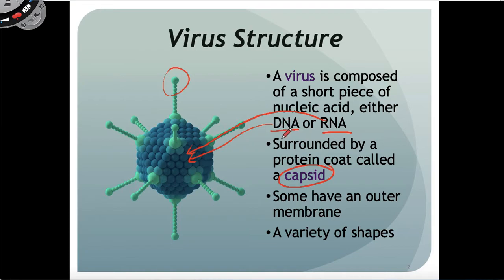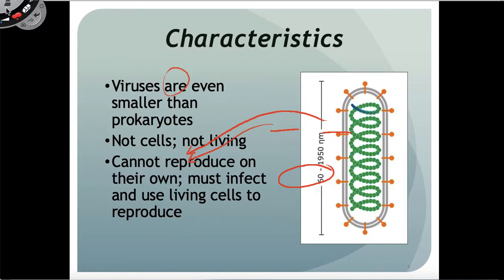So we know, for example, COVID-19 follows this type of structure here. It has a capsid, and then it has these spike proteins here. And these spike proteins are what help the virus attach to our cells. But understand that viruses come in a variety of shapes. Some characteristics of viruses is that they're very small. They're smaller than prokaryotic cells. And they're not really considered cells because they are not living.